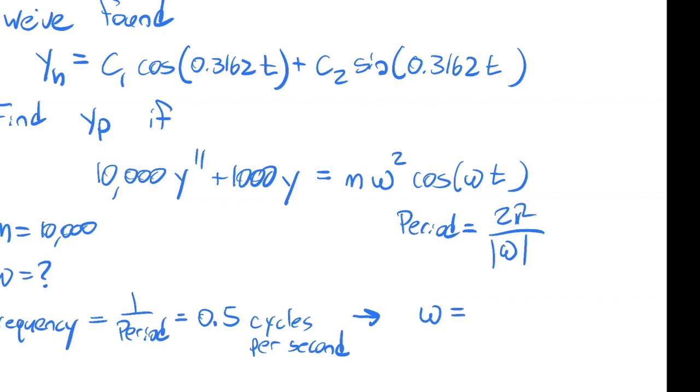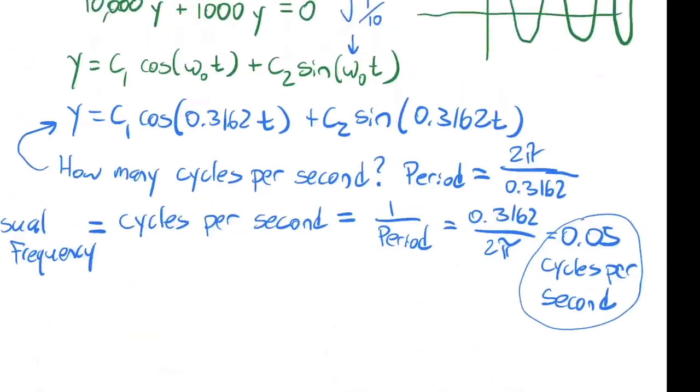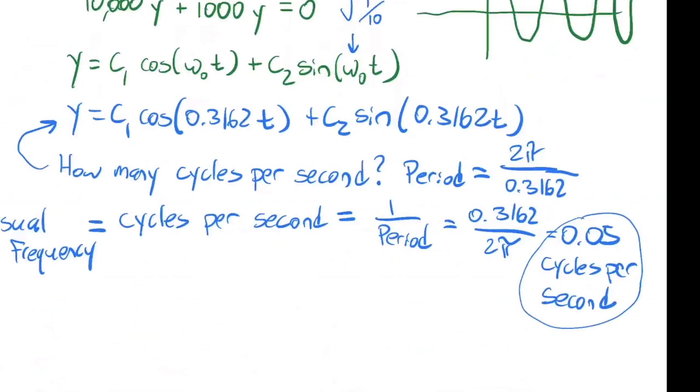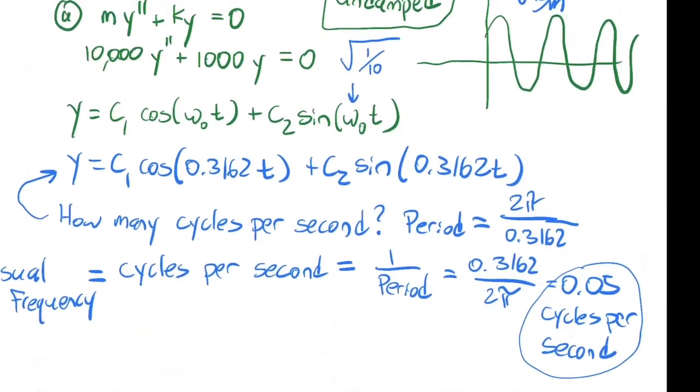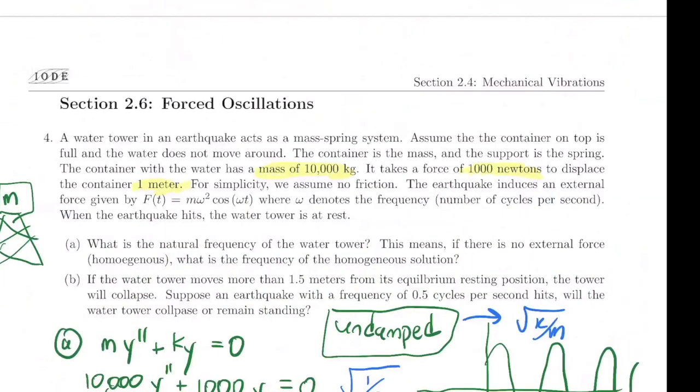And so, isn't it 0.05? So that was for the natural frequency of the system, which was 0.05. In this case, we're told that, so that's relating to the makeup of the water tower, but here we're told an earthquake comes and it has a different frequency. So its frequency was 0.5. So the 0.5 came from this given info over here.